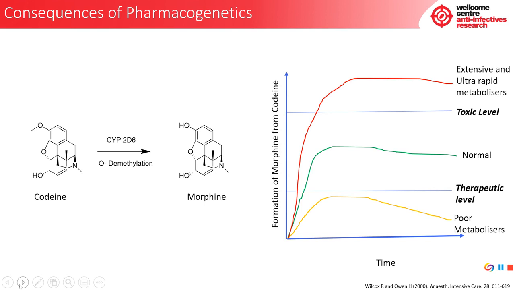Conversely, in the extensive and ultra-rapid metabolizers, the conversion of codeine to morphine is very rapid, such that it might lead to morphine toxicity such as respiratory suppression and constipation. So to mitigate these two extremes of pharmacogenetics, to control pain in poor metabolizers, they are best given morphine directly. And in the extensive and ultra-rapid metabolizers, they are given CYP2D6 inhibitors or a lower dose of codeine so that they will not experience morphine toxicity.